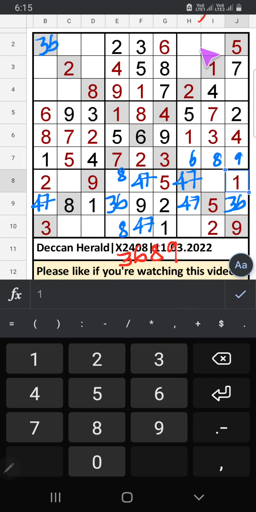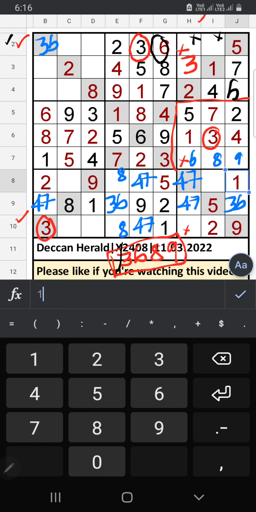Column H, 4 numbers are remaining, 3, 6, 8, 9. 10th row and 6th grade, we have 3. Second row also we have 3. So 3 can't come in these cells. Then 3 is confirmed here. Second row we have 6, so 6 can't come in these cells, then 6 is confirmed here.